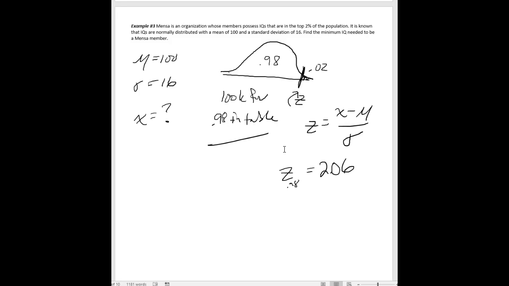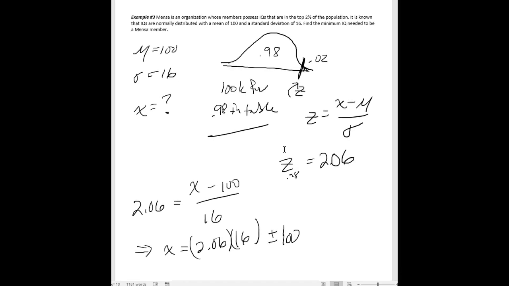Thus, we can solve this problem, right? So we just plug this into our z formula. We have 2.06 is equal to x minus 100 over 16. And that implies that x is going to be equal to 2.06 times 16 plus 100, which is equal to 132.96. But I think that they only count in whole numbers, so we can round this to 133.